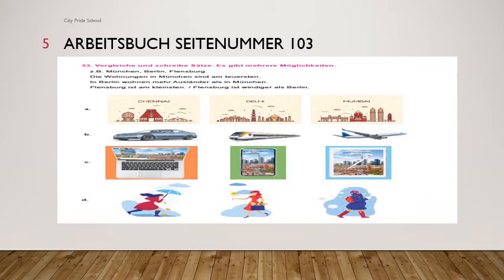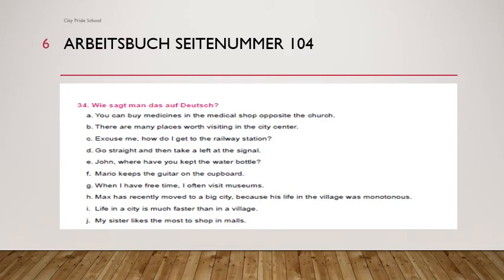Now, let's go to the next exercise. Aufgabe 34, Seite Nummer 104. Wie sagt man das auf Deutsch? The following sentences you are supposed to convert into German. I will tell a few important points. You try to do it on your own. You can buy medicines in the medical shop opposite the church. For opposite we use the preposition gegenüber, and gegenüber always comes after the noun. So keep this in mind while making the sentence.